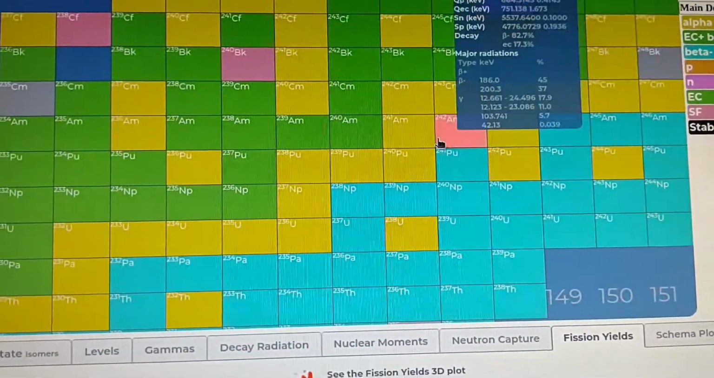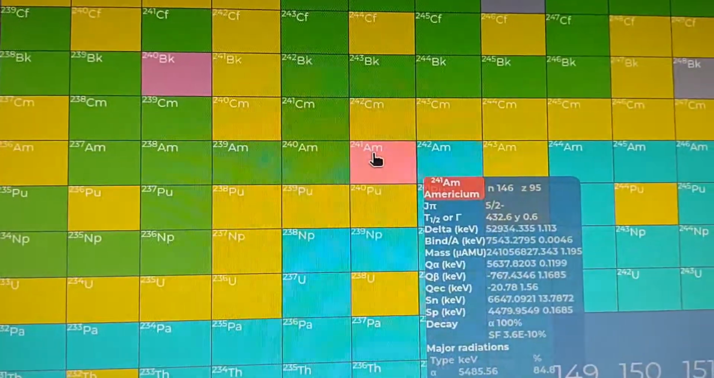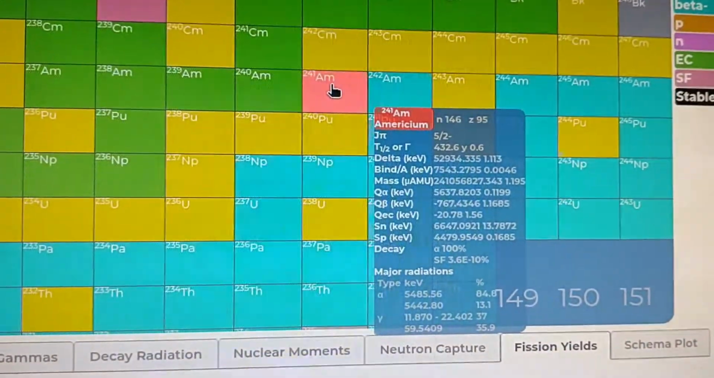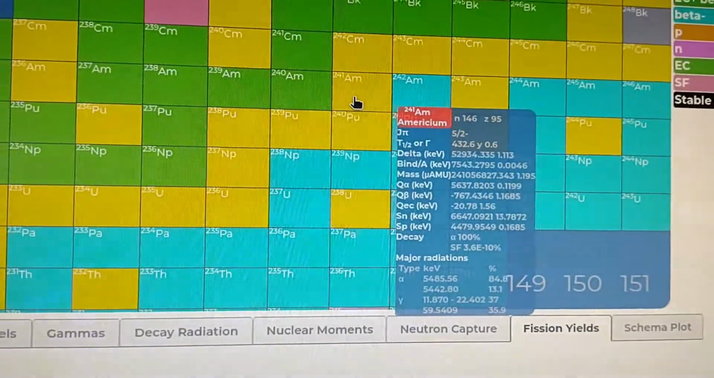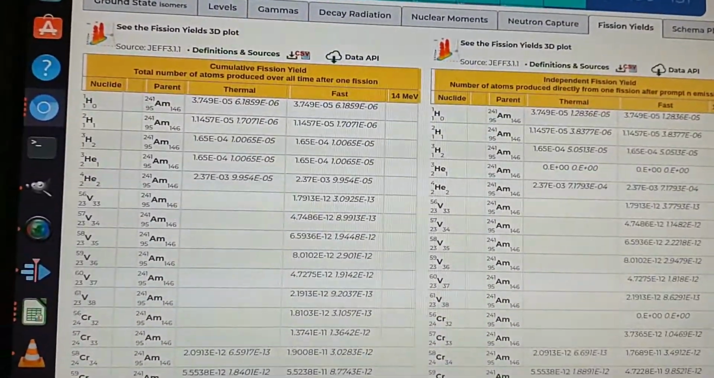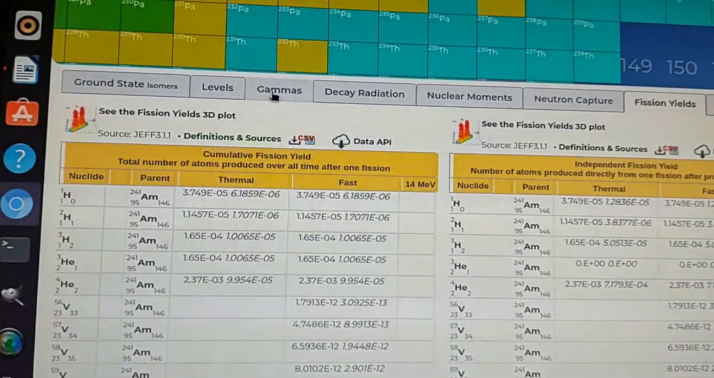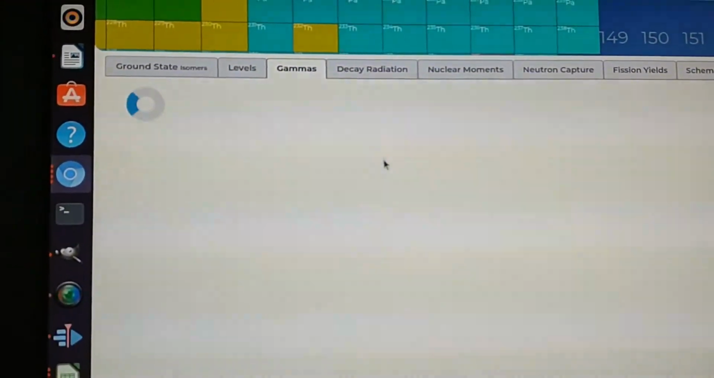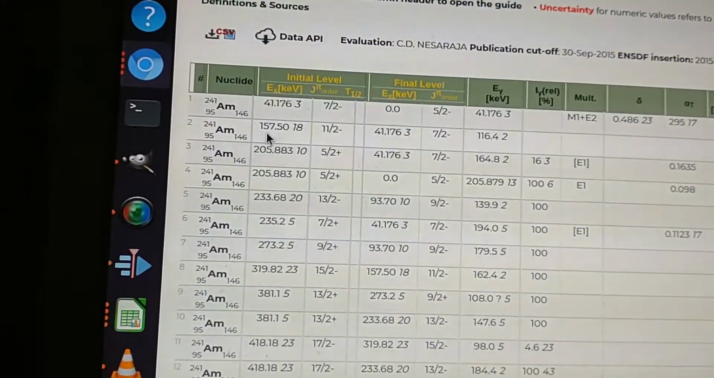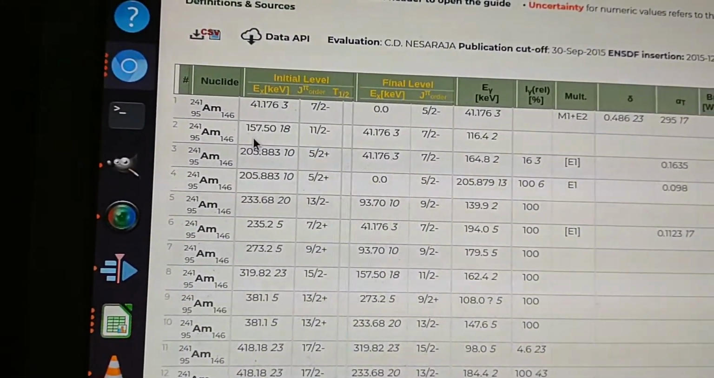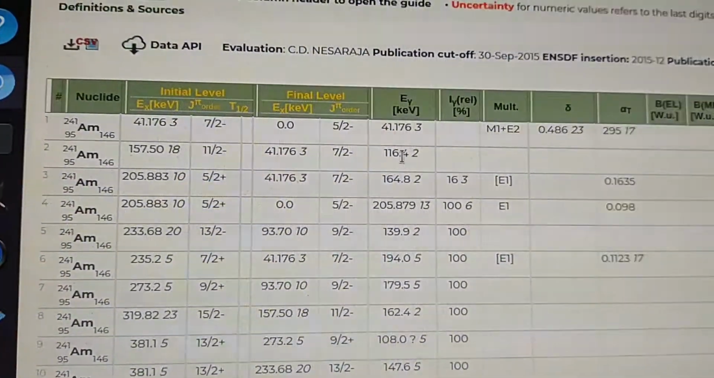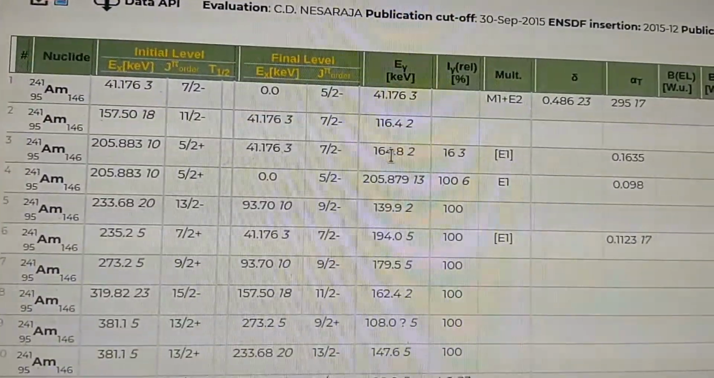Okay, so here is americium, and it's toward the upper end of our chart of isotopes. Americium 241, I believe that's the isotope we're looking at. It's created in a nuclear reactor. It's not a natural element. Now we can look at the gamma rays. Oh, see, here's a gamma ray at about... Oh, wait, this is the delta. 164.